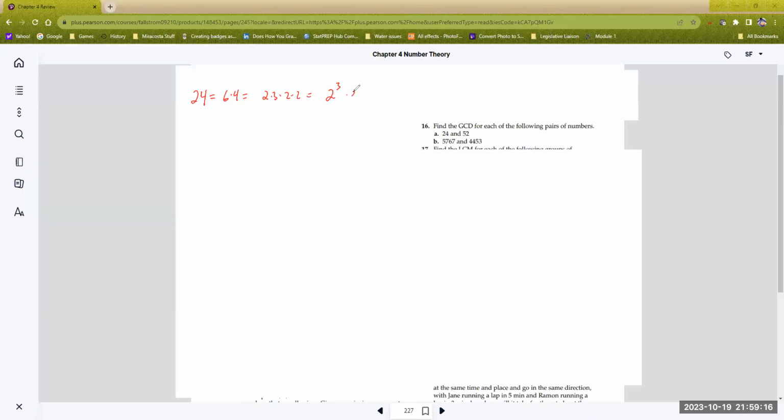And I could come out here and do prime factorization. 52, I can see that's 2 times 26, and 26 is 2 times 13. So I end up with 2 squared times 13. I could find the GCD of 24 and 52 by just taking the smaller of the exponents. So in this case, it would be 2 squared.